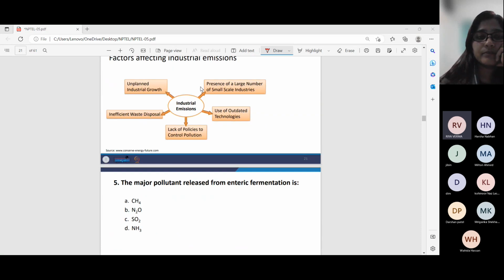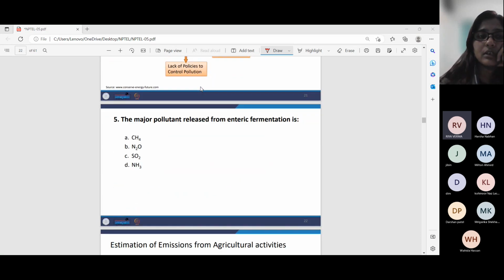So next question. The major pollutant released from enteric fermentation is, the options are methane, N2O, SO2, and CH4, which one? CH4, I guess. CH4, methane.